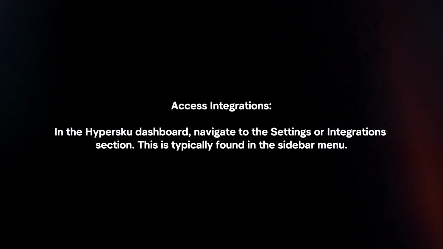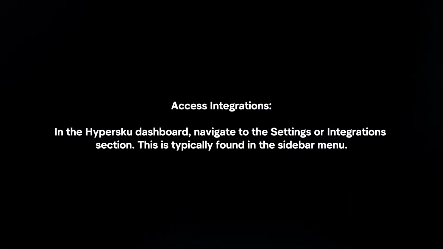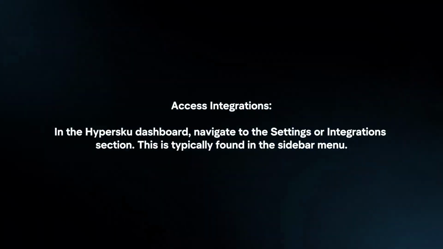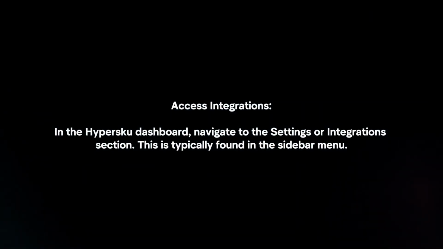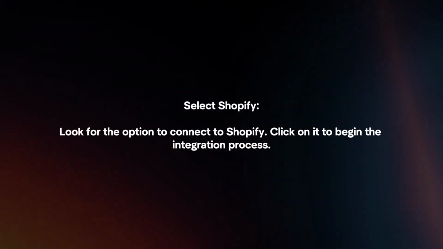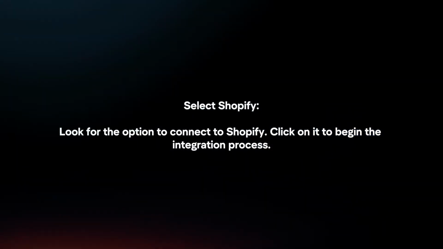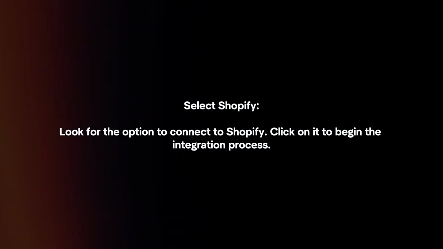Access integrations. In the Hypersku dashboard, navigate to the Settings or Integrations section. This is typically found in the sidebar menu. Select Shopify. Look for the option to connect to Shopify. Click on it to begin the integration process.